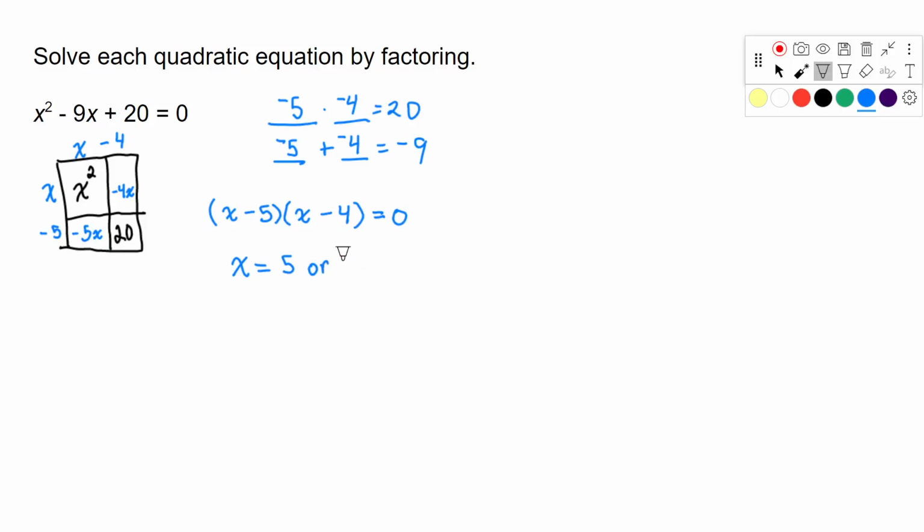So my x-intercepts are going to be 5 and 4. So my answer is going to be 5 or 4. And I say or because when we take the square root of a constant, we get a plus or minus, telling us that we could have two possible answers when I take the square root. So that's why I write the word or.